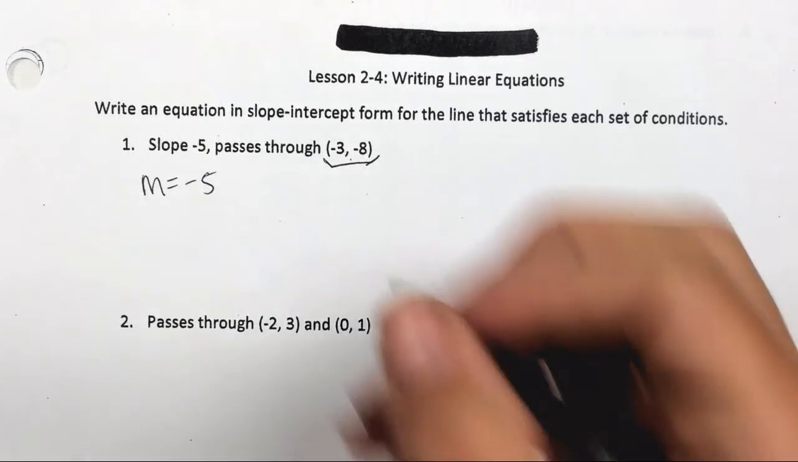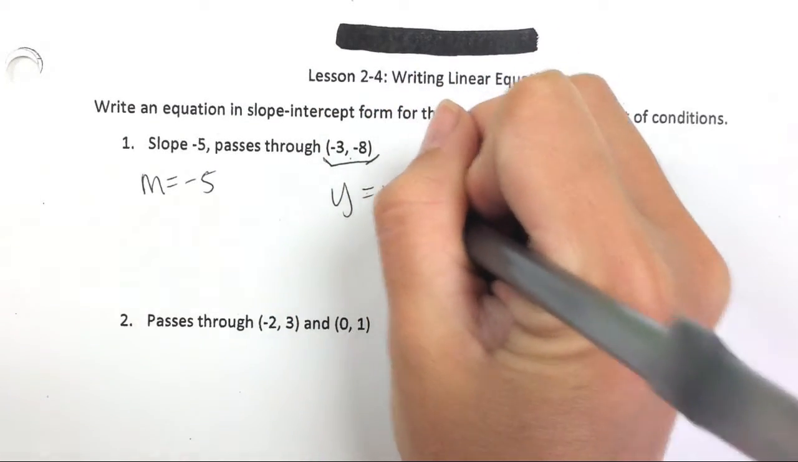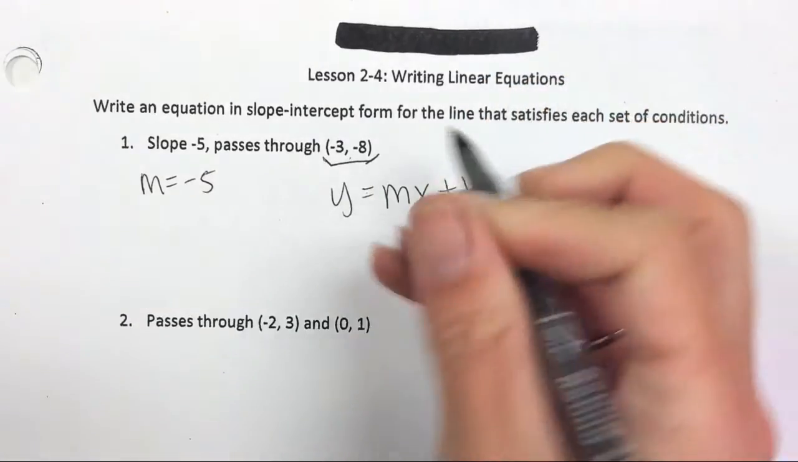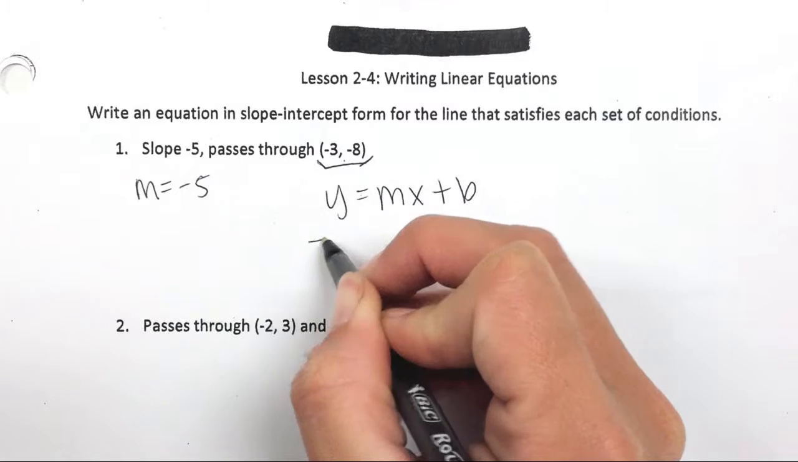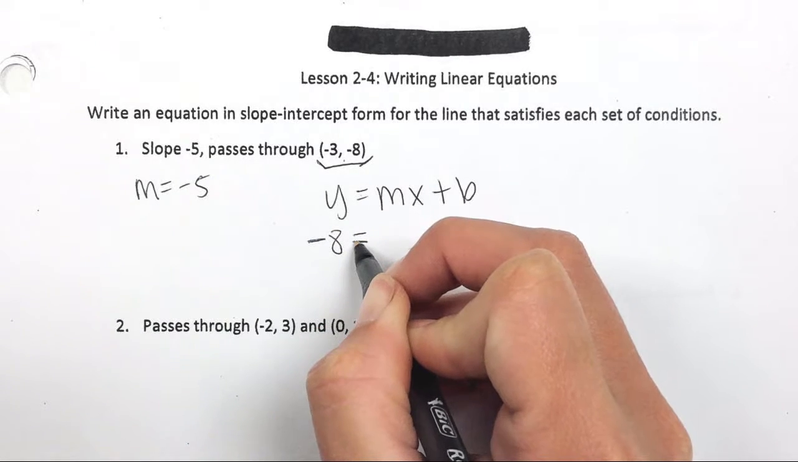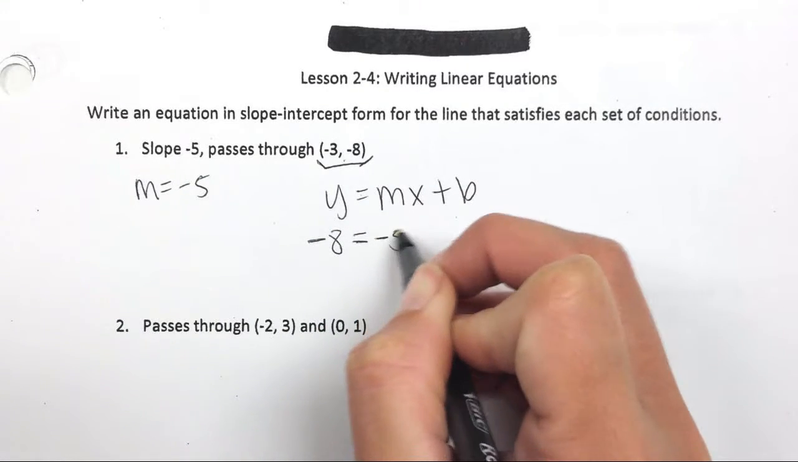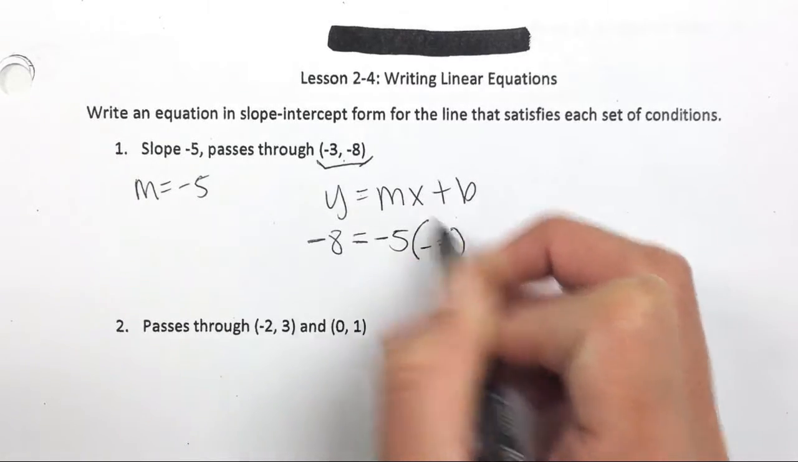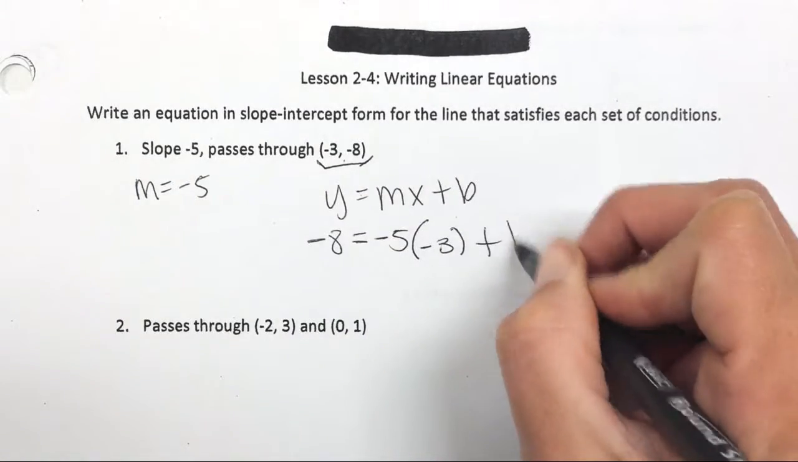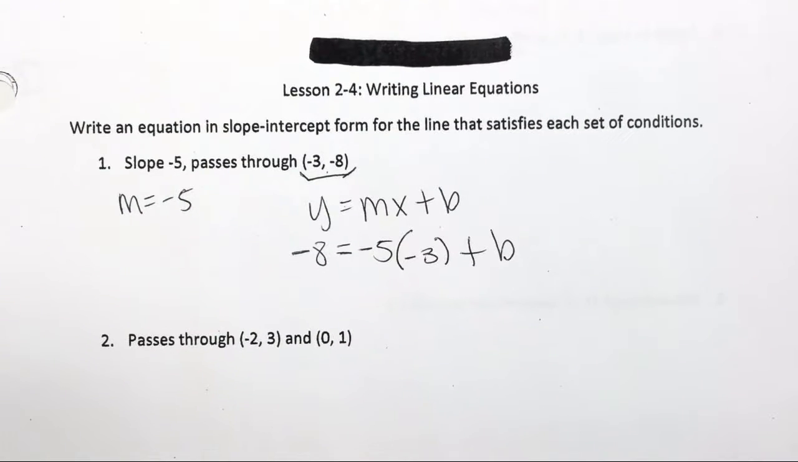And what's slope-intercept form? Don't they give us a y-coordinate? Yeah. They give us what? -8. And don't they give us m? -5. Very good. And don't they give us x? -3 from up here. We just have to solve for b now. Everybody see that?